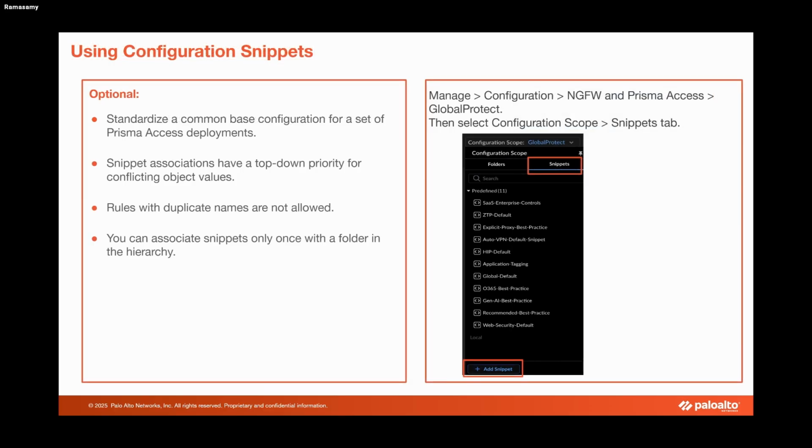Snippets enable you to standardize a common base configuration for a set of Prisma Access deployments. The snippet associations have a top-down approach. In the event of conflicting object values and rules, duplicate names are not allowed. Within a folder hierarchy, a snippet might only be associated one time. Snippets that are already associated with a folder in the folder hierarchy are grayed out so that they cannot be used one more time.